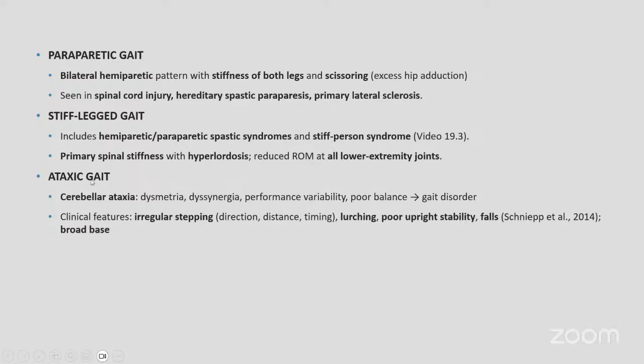And ataxic gait: cerebellar ataxia, dysmetria, dyssynergia, performance variability, poor balance, gait disorders. So they may have clinical features such as irregular stepping direction, distance, timing, lurching, poor upright stability, and falls, and they may present with a broad base.